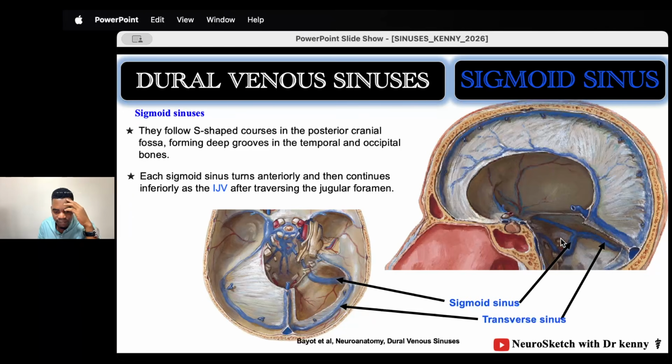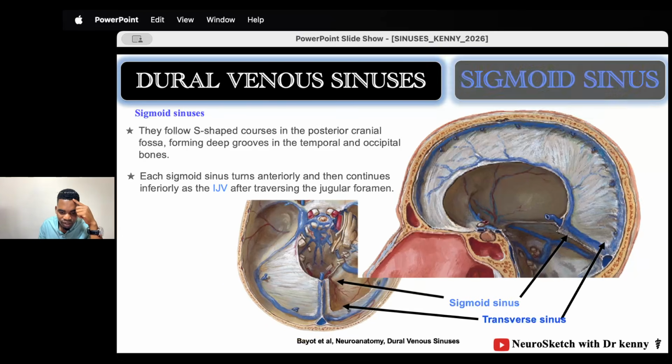Now, the sigmoid sinus receives blood from the transverse sinus, and we call it sigmoid because it is S-shaped. Once it receives its blood from the transverse sinus, it is going to go through the jugular foramen, and once it crosses the jugular foramen, it changes name from the sigmoid sinus to become the internal jugular vein. The internal jugular vein is a continuation of the sigmoid sinus once it punches through the jugular foramen.